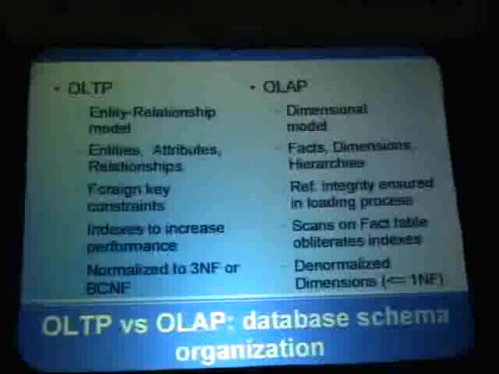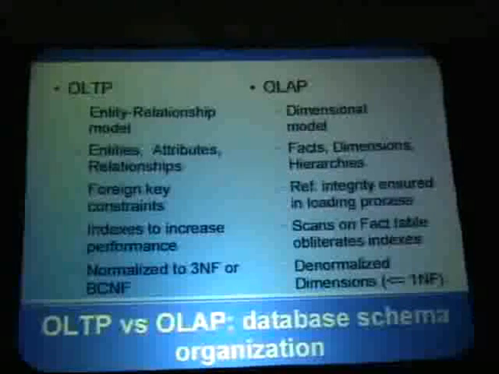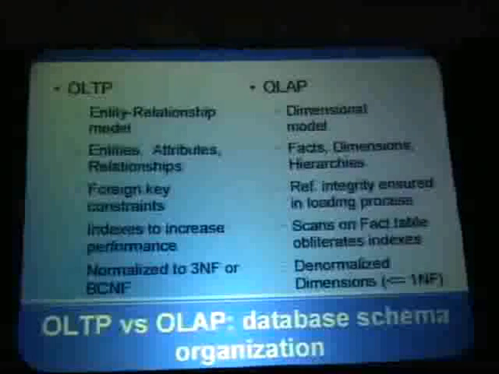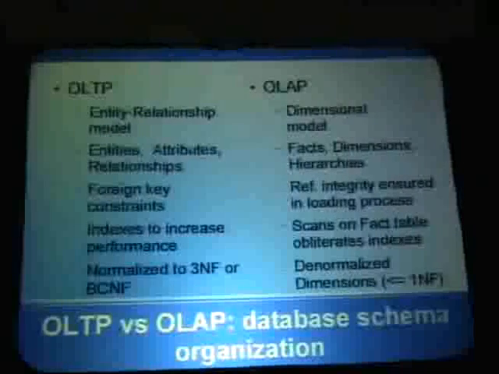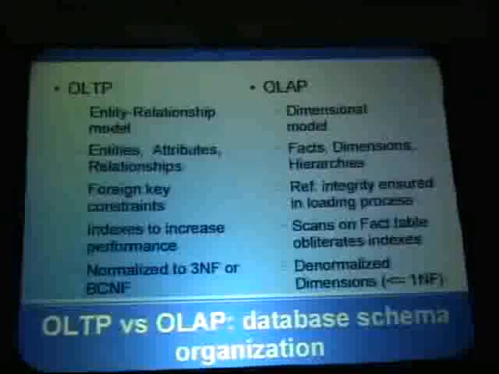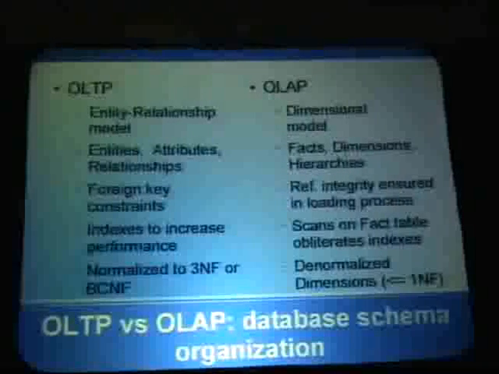And in OLAP, you see a different kind of model. You're not talking about relationship models, but you're talking about a dimensional model, which consists of just a few things: facts and dimensions, and the dimensions are organized according to hierarchies. Usually you do not enforce referential integrity in these schemas with foreign key constraints because you take the data from source, from OLTP systems, and make sure that you load the data in such a way that the integrity is maintained anyway. So you don't need foreign key constraints to enforce all that stuff.